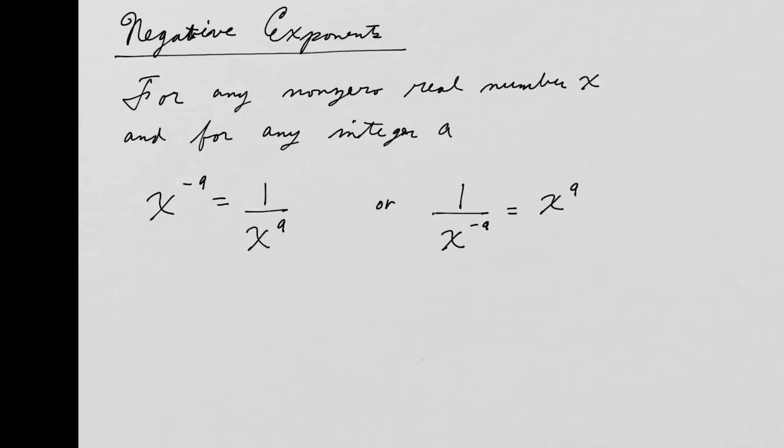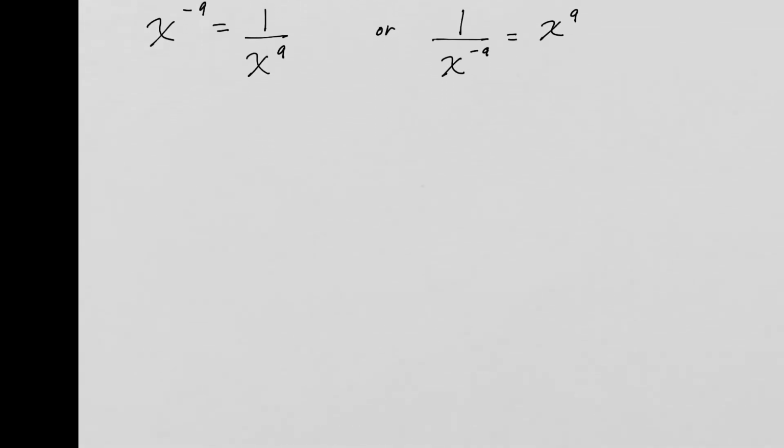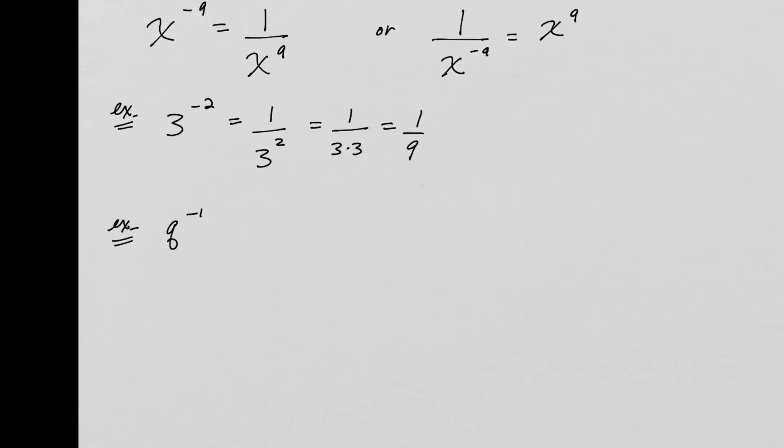So some examples are things like this. Let's say I had 3 to the negative 2. Well, this is the same thing as 1 over 3 to the positive 2, I have to change that exponent to a positive 2. And then what's 3 times 3? 3 squared means 3 times 3. That's just 1 over 9. So 3 to the negative 2 is the same as 1/9. If I had, say, q to the negative 12, well, I could rewrite this as 1 over q to the positive 12th.